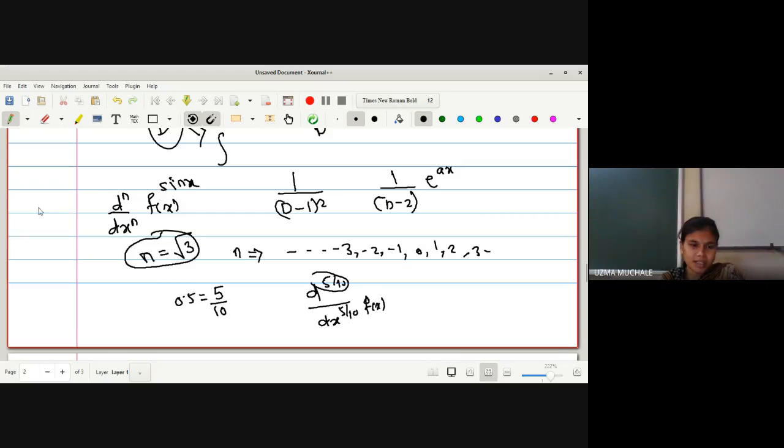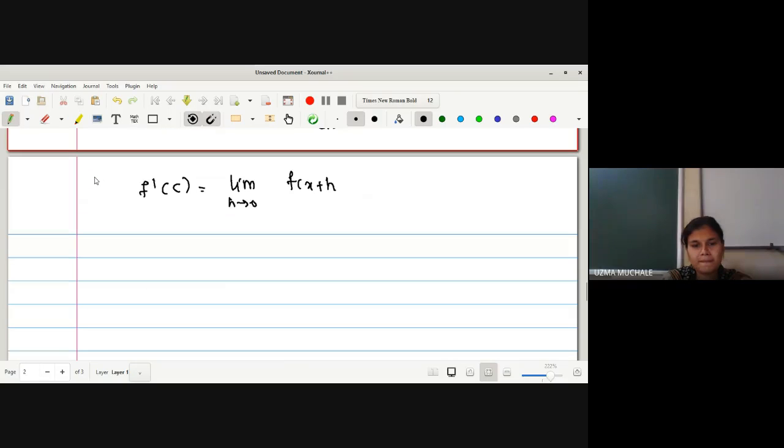That is what our discussion is now: whether n can take any real or complex number values. We have to find out whether the result is true or not for n equal to √3. Yes. Okay, so here we have f of x plus h minus f of x divided by h, correct? This result we have already studied.